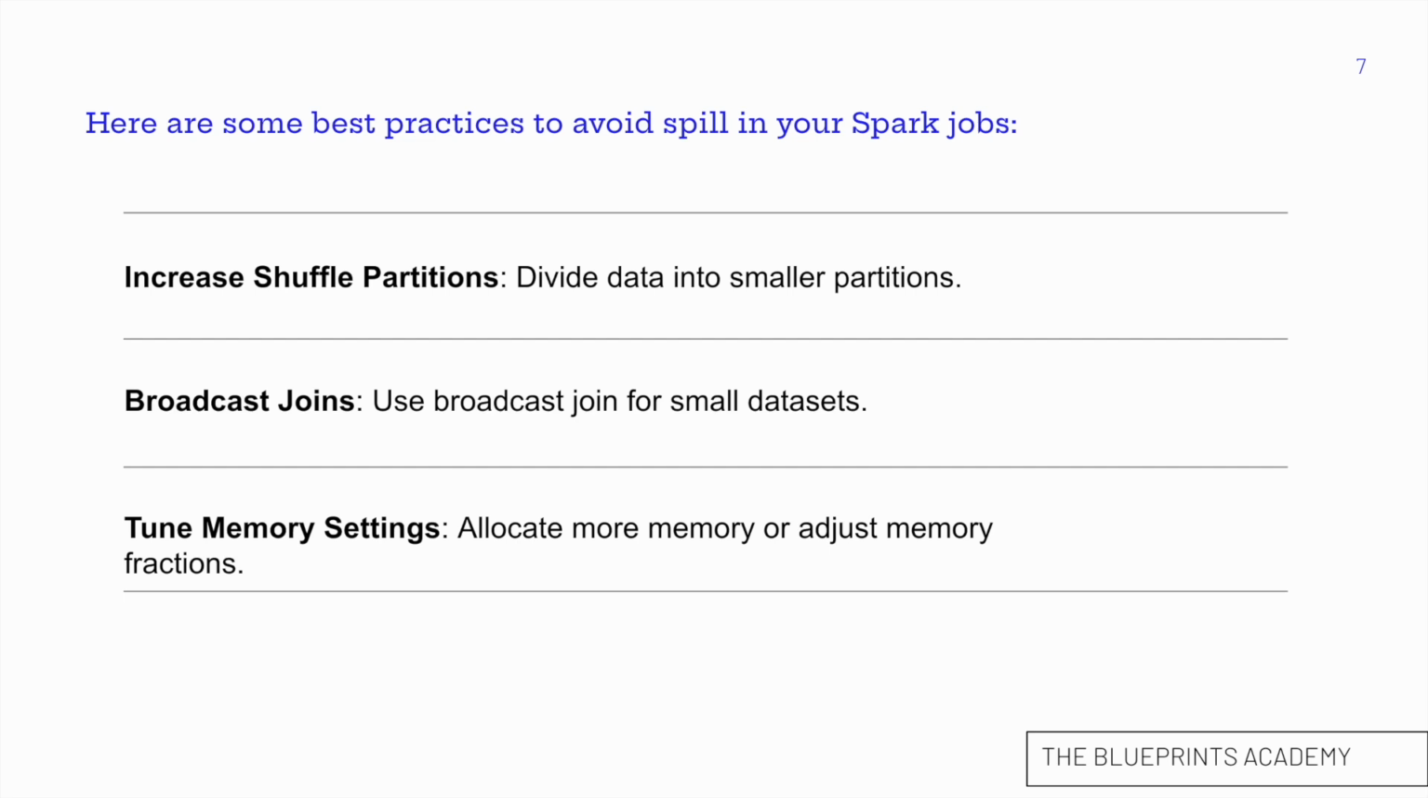Another thing that you can do is tune memory settings, allocate more memory or adjust memory fraction. It is also very important to have a good cluster in place when you are working with big data, right? If you have big data, then it is very important that you have enough memory to work with that data. You may need 1 or 2 GBs of memory, or you may also need 50 GBs of memory to process a task.